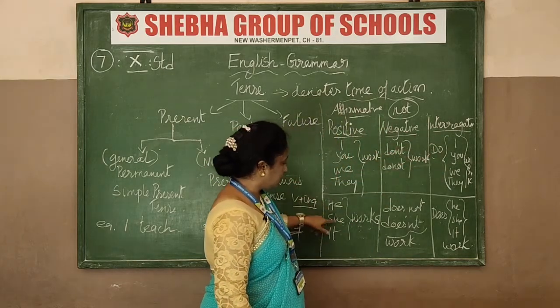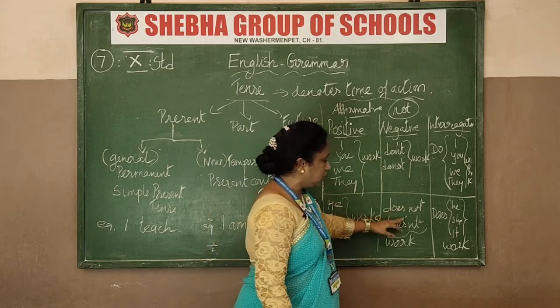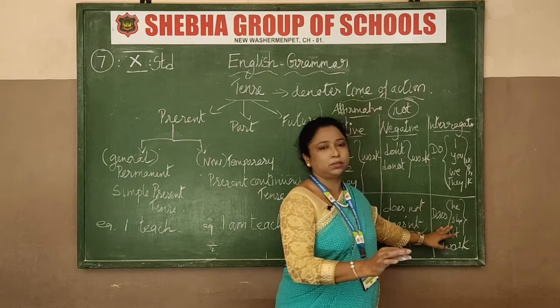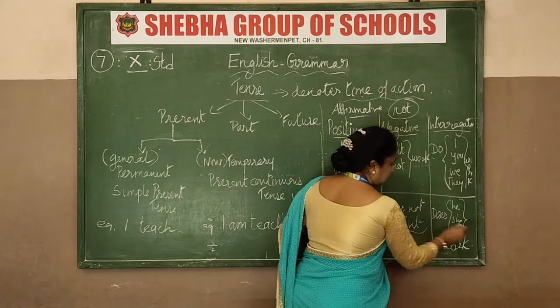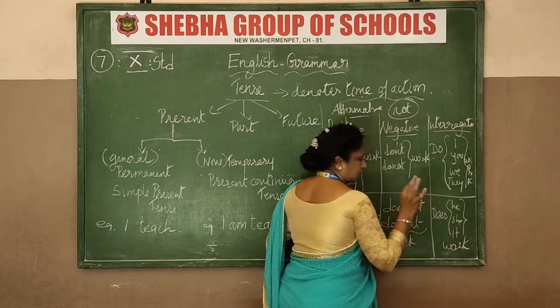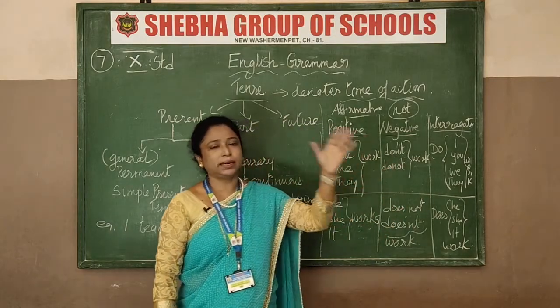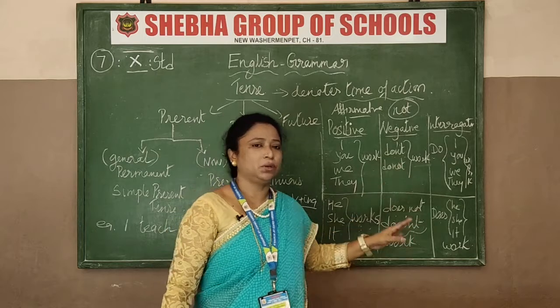Now for the singular. What do we use for singular actually? Does. Isn't it? So same thing. The question word also should be does. See. Does he work? Does she work? Does it work? Got this now? If you understood this, the rest of writing the sentence will be very, very easy for you.